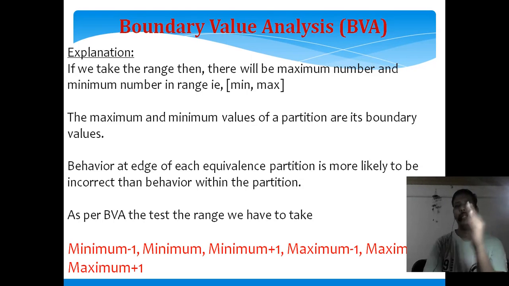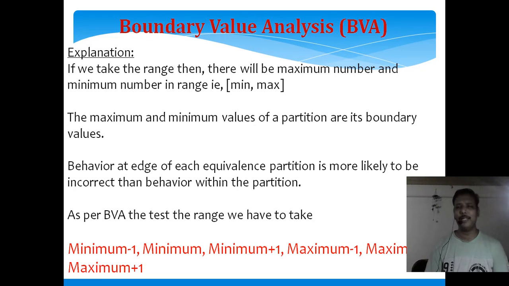So less than 18 is one partition. 18 to 60 is one partition, then above 60 is another partition, where minimum is 18, maximum is 60. We got three partitions, which means three classes. If you take any value from these three classes, suppose from the class less than 18, then it will exhibit the same result.